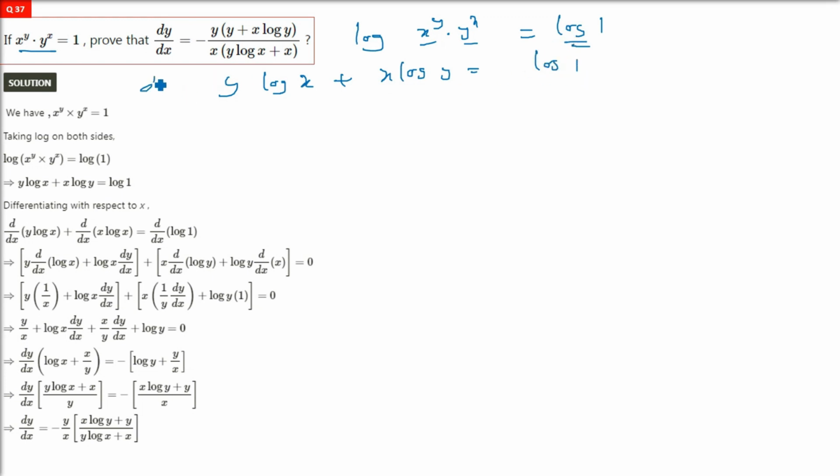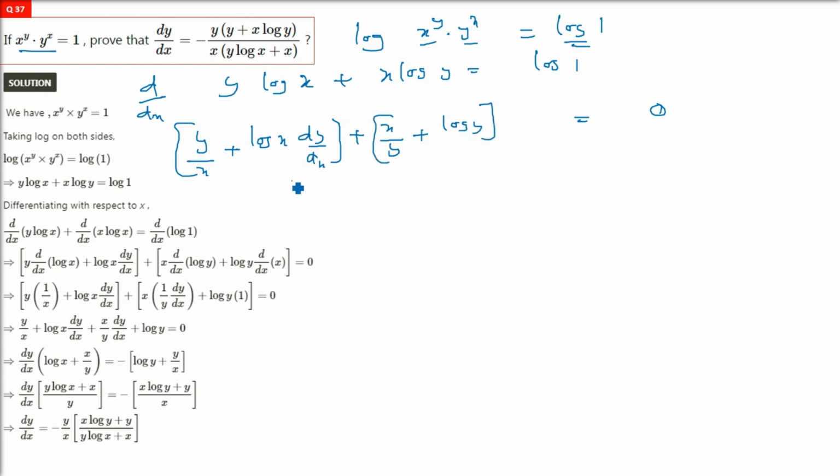Log 1 is 0, but we will differentiate the constant and make it 0. So y log x differentiation is y by x, then plus log x dy by dx. Now x log y. Differentiating x log y, we have x times 1 by y dy by dx plus log y, and d by dx of x is 1. So dy by dx is 1 only. So you have to bring everything on the right hand side except dy by dx. Because there is one dy by dx also, I'll just do it.